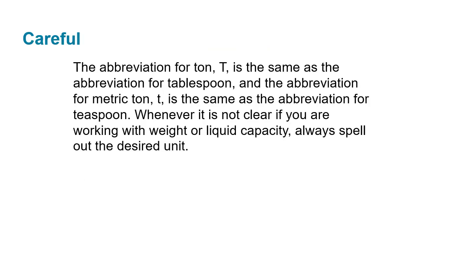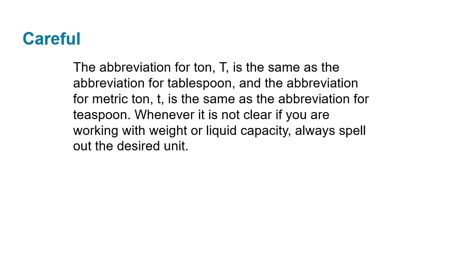The abbreviation for a ton is a capital T. It's the same as the abbreviation for a tablespoon, unfortunately. And the abbreviation for a metric ton is a lowercase t, which is the same abbreviation for a teaspoon. So you would think there would be problems, but usually the context of the question should make it fairly clear which one you're dealing with. Obviously, if you're baking something and it calls for a half of a little t, you're not going to do a half a ton of sugar, right?